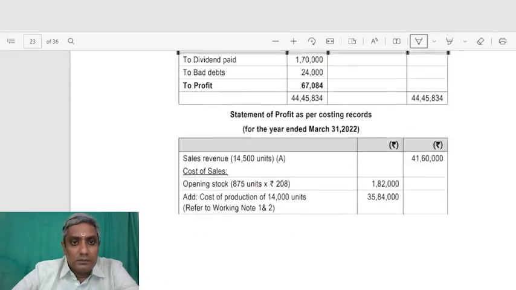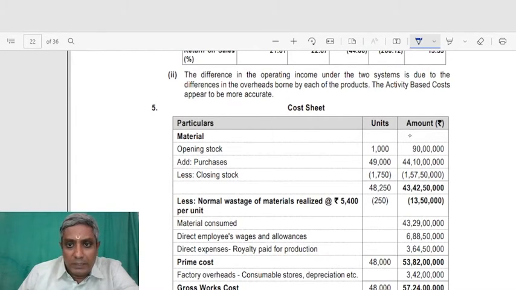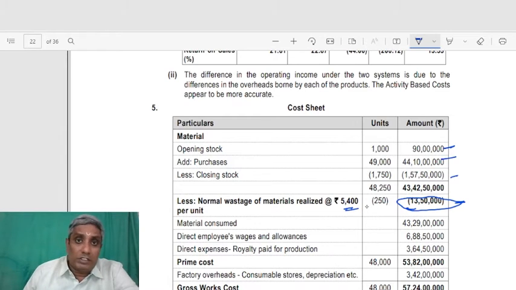First of all, opening stock. Then they have given opening stock, add purchases, then less closing stock, and the scrap value of material is adjusted here. Scrap value of material is adjusted for 250 units at the rate of 5,400. This is already given in the question as an adjustment figure. So this one adjustment is clear. Then material consumed. This is the direct material consumed.